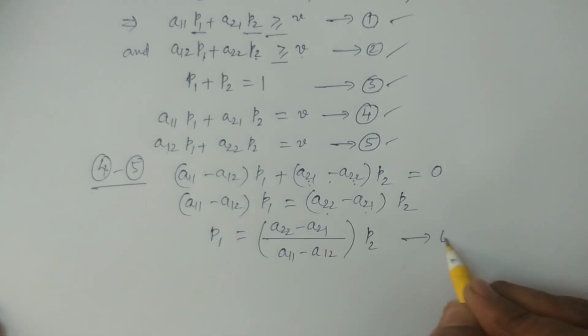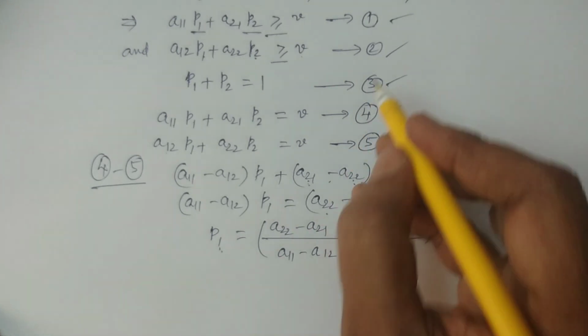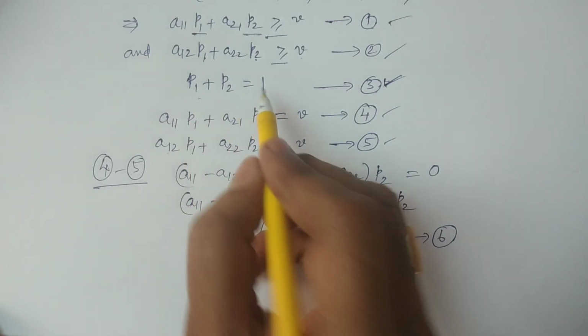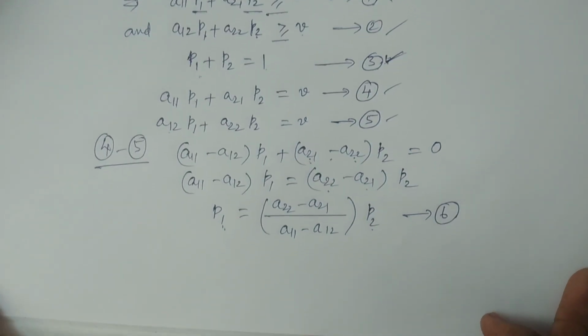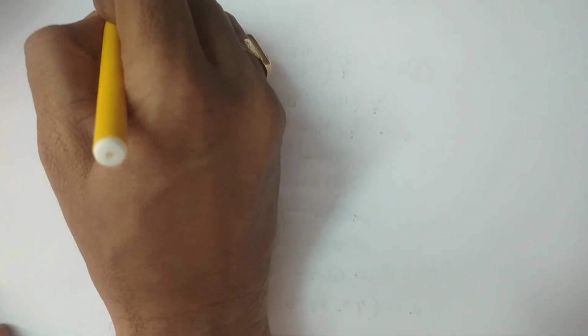Let us consider this equation 6. This is one such value of P1 converted in terms of P2. So now I substitute this value of P1 in equation number 3. What is equation 3? P1 plus P2 is equal to 1. So I substitute the value here, in the next page, right? Then P1 plus P2 is equal to 1.